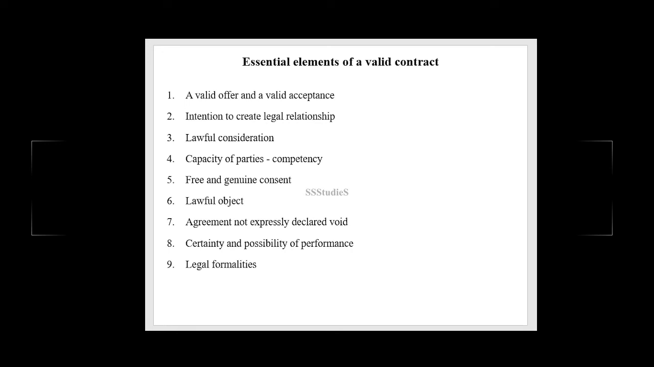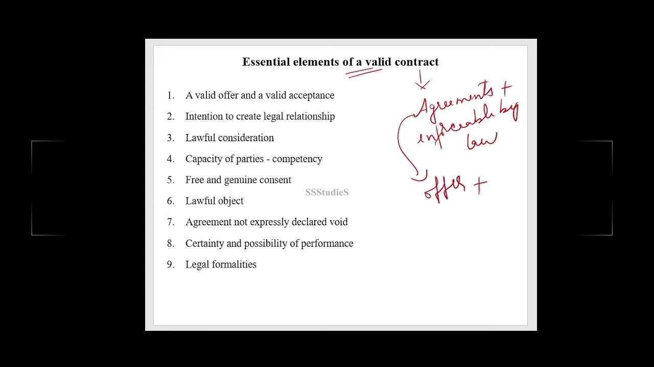In this video, we will discuss the essential elements of a valid contract. Now for any contract, we already know the definition of contract. All agreements which are enforceable by law are called contracts. But for an agreement, there should be an offer and there should be its acceptance. So necessarily there should be two parties, one of the party making the offer and the other party accepting it.